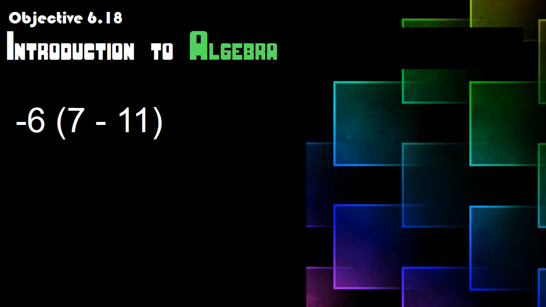So for this problem, we have negative 6, and negative 6 is a number we are going to distribute into 7 minus 11. So let's go ahead now.